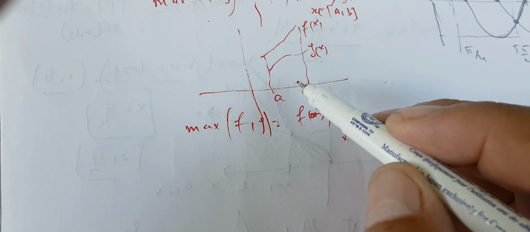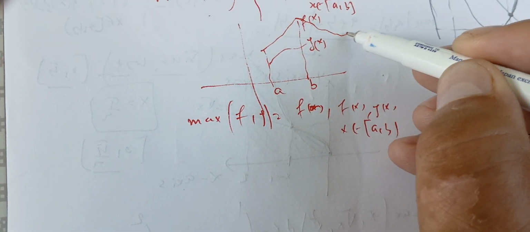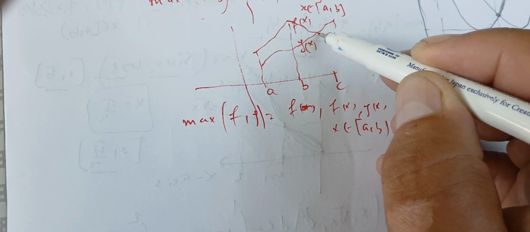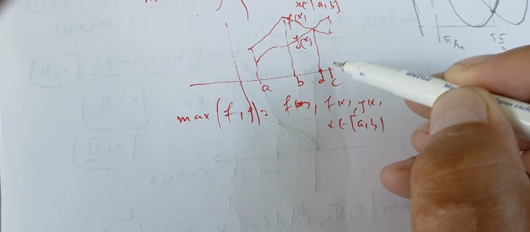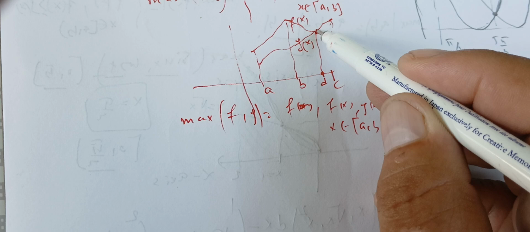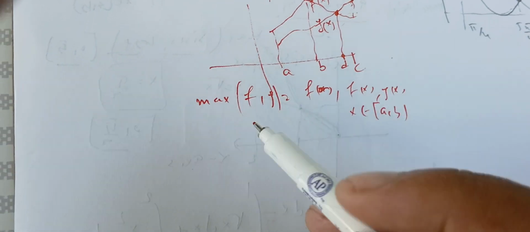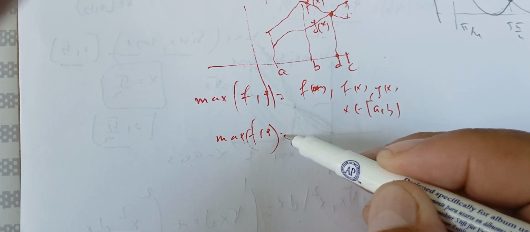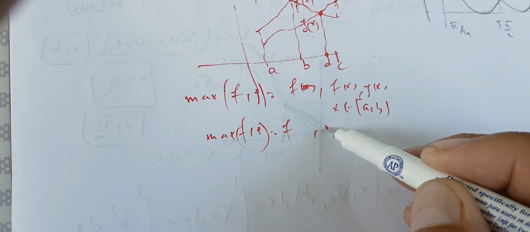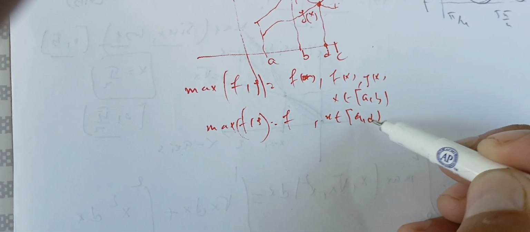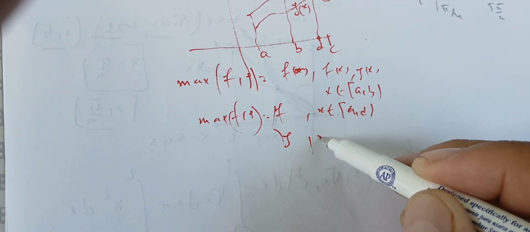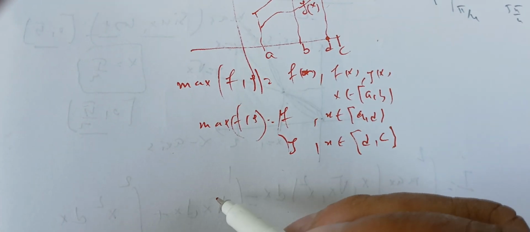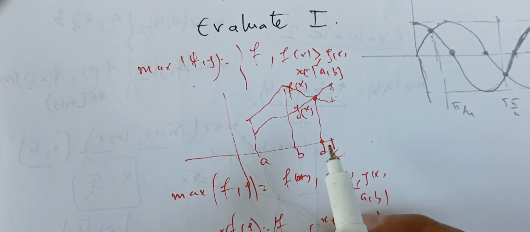If I extend this interval into some other interval, let's say a, c, here I see that at this point, let's call it d, the maximum is going to be g. So the maximum of f and g is f for x in AD, and it's g on this interval DC. So which one is on top of the other?